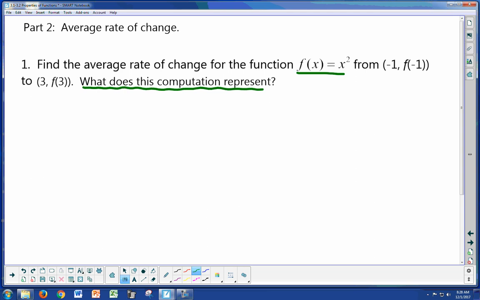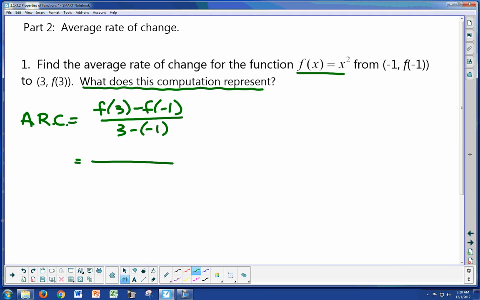What does this computation represent? It's going to represent the slope of the segment, or the line connecting these two points. So in this case, we're going to write this as average rate of change, or ARC. I tend to use ARC. And in this case, it's going to be f(3) minus f(-1) over 3 minus negative 1. And again, what we're doing is finding the average change from the y values over the average change for the x values, which is going to be the same as calculating a slope. So get used to this subtraction in the top, subtraction in the bottom.